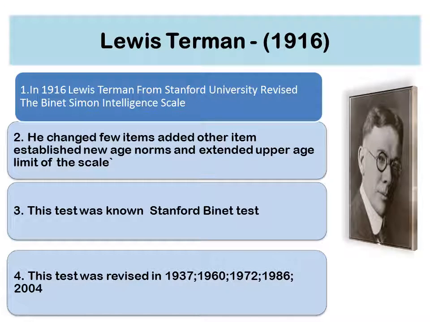Lewis Terman. First, in 1916, Lewis Terman from Stanford University revised the Binet-Simon intelligence scale. Second, he changed a few items, added other items, established new age norms, and extended the upper age limit of the scale. Third, this test was known as the Stanford-Binet test. Fourth, this test was revised in 1937, 1960, 1972, 1986, and 2004.